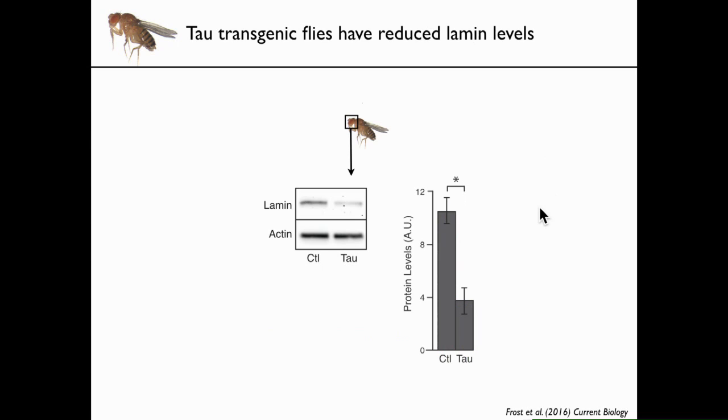Overall levels of Lamin protein are also decreased in the tau transgenic fly head. So you can see the control Lamin levels here, and then a significant reduction in the tau transgenic flies, suggesting that not only is the Lamin changing its location, but the protein levels are actually decreasing.